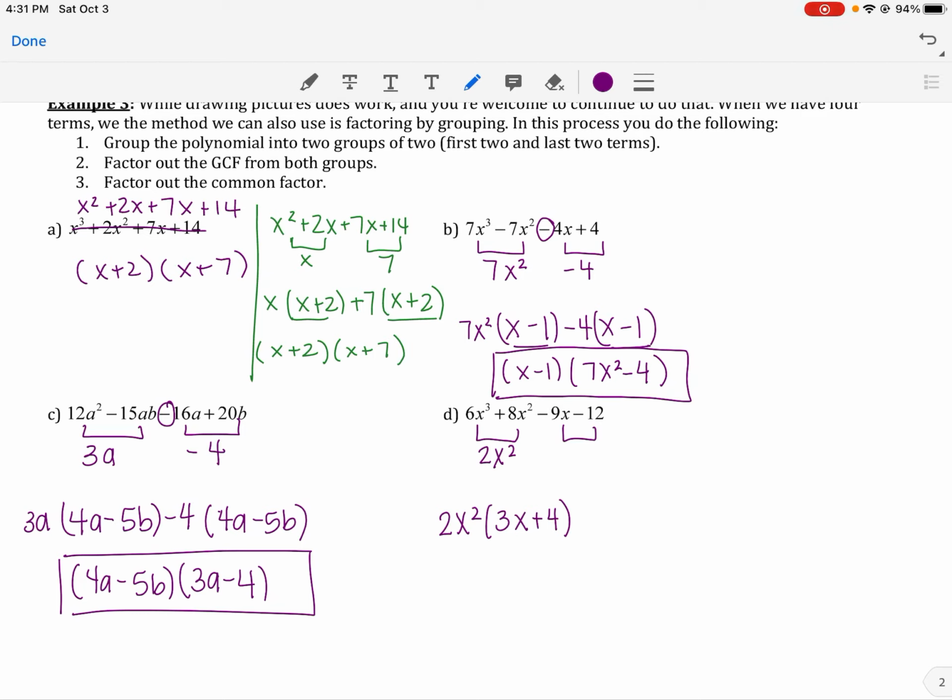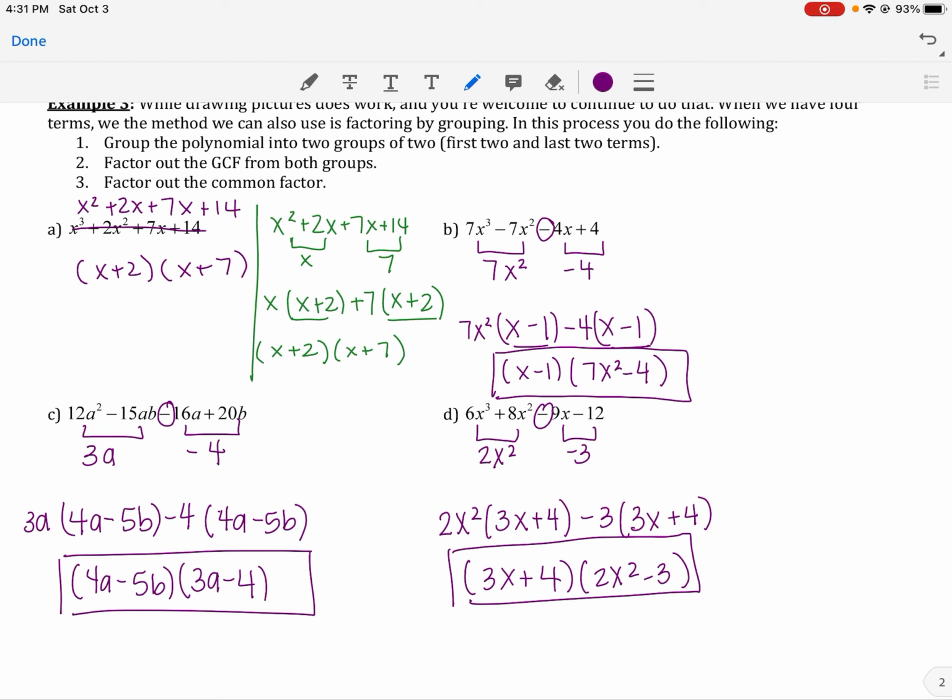Here, 9 and 12, we're going to get a negative 3, right, because there's a negative in the middle. So negative 3 out front. Negative 9x divided by negative 3 is 3x. Negative 12 divided by negative 3 is a positive 4. 3x plus 4 in one set. You've got a 2x squared minus 3 in the other set.